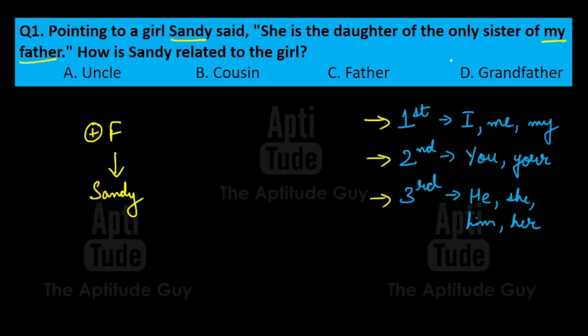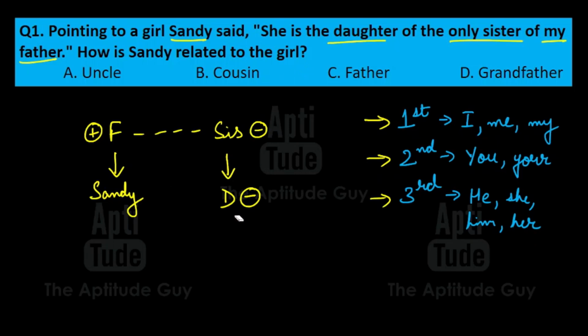Now the father has only one sister, only sister of my father. Okay, so the father has a sister. Sister is a female, of course. And then daughter of that sister. So the sister has a daughter. Again, a female daughter. Now the question is, how is Sandy related to the girl?